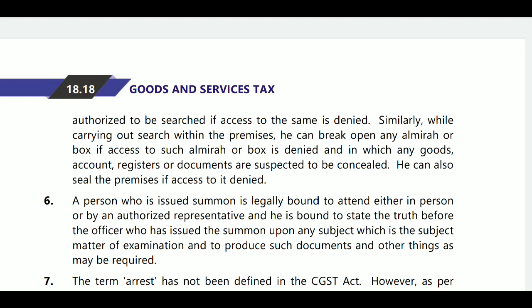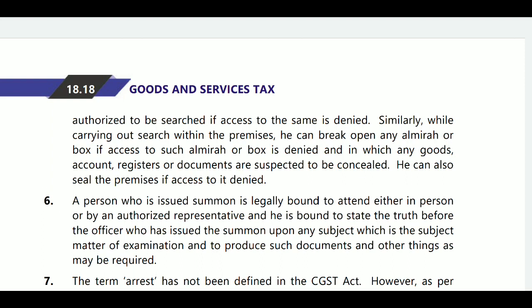If access to such almara or box is denied, and in which any goods, accounts, registers or documents are suspected to be concealed, he can also seal the premises if access is denied. He can even break the almaras, lockers or boxes, whatever the boxes. If he has reason to believe that any person is denying to open, or that there is information relating to goods, accounts, registers or documents, then he can also seal the premises if access is denied.